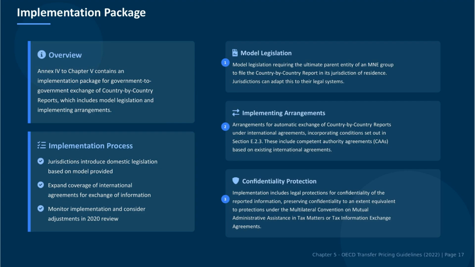Annex 4 to Chapter 5 outlines the implementation package for exchanging country-by-country reports. Jurisdictions must introduce domestic legislation based on the provided model, expand international agreements, and monitor implementation. Model legislation mandates multinational enterprises' ultimate parent entities to file reports, while implementing arrangements ensure automatic exchange under existing agreements with confidentiality protections equivalent to international standards.